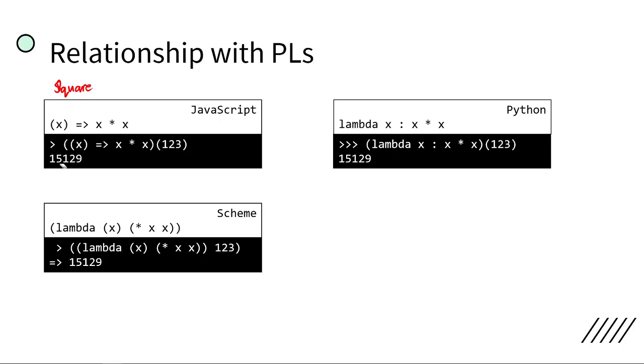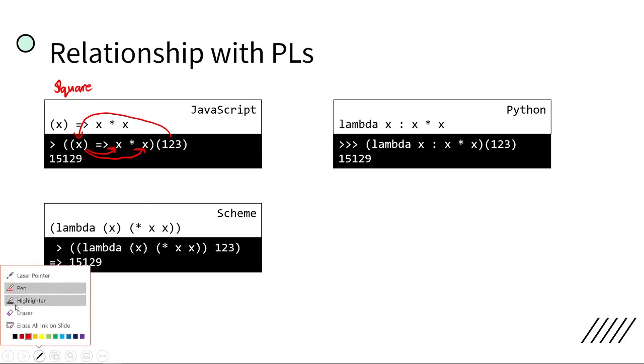Okay, so here is an example of running this JavaScript code with the input 123. So what happens here? Basically, this 123 becomes the input for x. After that, the x, or the 123, is replaced here. And then you multiply it. So 123 times 123 is equal to 15,129.